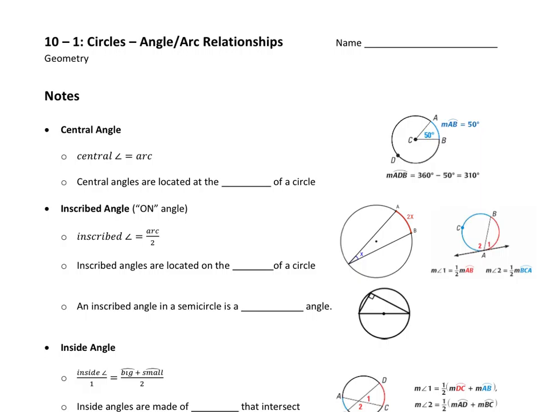A central angle is equal to its arc. Central angles are located at the center of the circle. Makes sense, right? Central, center. So if you take a look at this picture on the right hand side, we have angle ACB is labeled as 50 degrees. Then if you look at the arc that the sides of the angle open up to, arc AB is also labeled as 50. Central angles are equal to their arc.